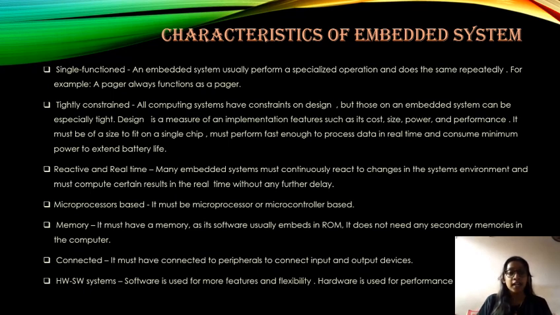Microprocessor based: it must be a microprocessor or microcontroller based system with memory. It must have a memory, as the software is usually embedded on a ROM. It does not need any secondary memory as in a computer. Connected: it must be connected to peripherals to connect input and output devices. In hardware and software systems, software is used for many more features and flexibility. Hardware is used for performance.